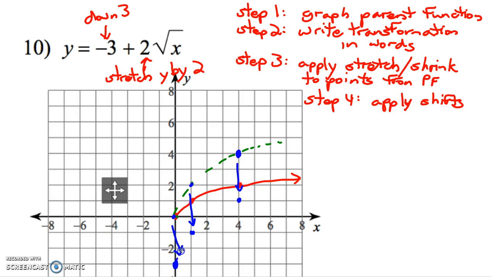And now my final graph looks like that. And so the blue showing here is the graph of our equation, y equals -3 plus 2 square root x. These same steps apply whether you're doing the cube root or the square root. Of course, your parent function will be different. It's important that you start with the appropriate points to draw that accurately so that when you move them, they're also accurate.